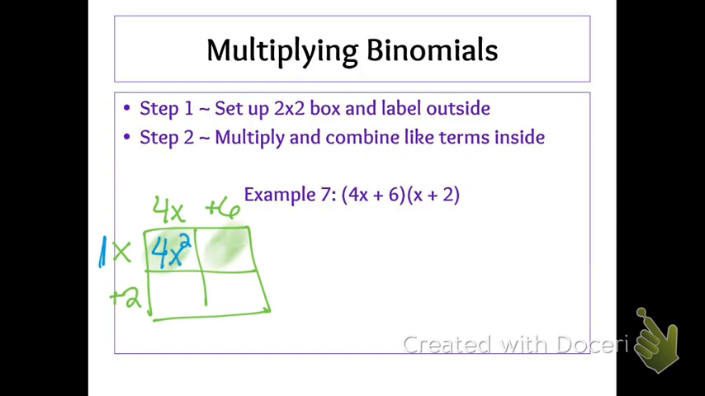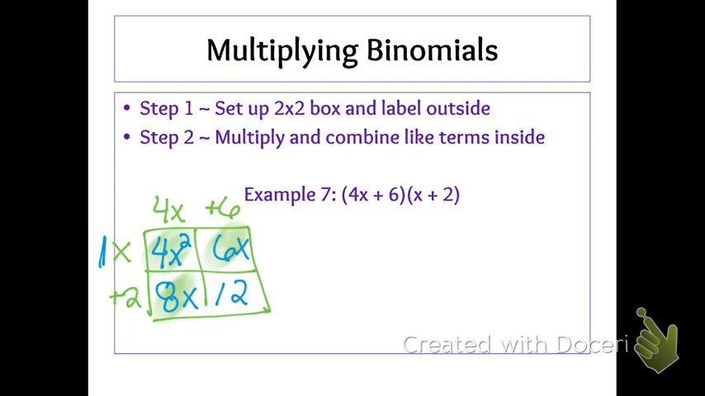Now to get this next one, that is in the first row, second column. So 1x times 6, which is 6x. This bottom left, that is in the second row, first column. So 4x times 2, which is 8x. And then the last one, 6 times 2, which is 12. So you'll get 4 terms.